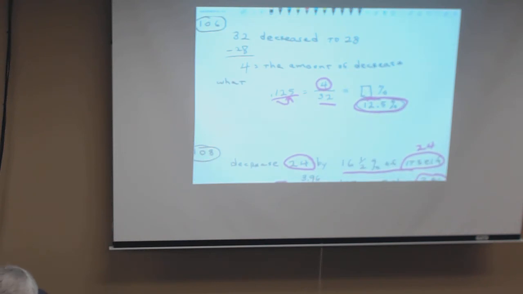But 106, if 25 is increased to 30, that's 105. If 32 is decreased to 28, that means 32 minus 28, that would be 4, right? So 4 is the amount of decrease, but they don't want to know the amount of decrease. They want to know what? The percent of decrease.